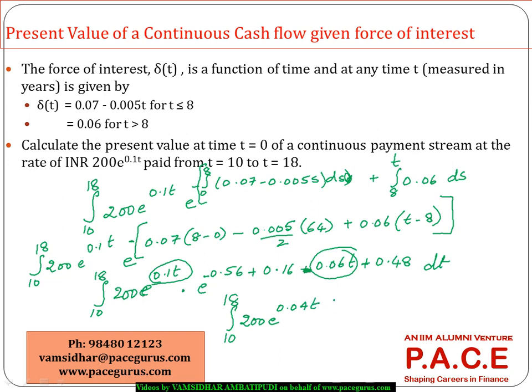And what about the constant part? Minus 0.56 plus 0.16 plus 0.48 plus 0.64 minus 0.16. So this becomes 0.08 dt. So this again gets simplified when I am integrating it between 10 and 18. I can take the constant outside, 200 e power 0.08. This entire thing is a constant. So I can just integrate e power 0.04 t dt.